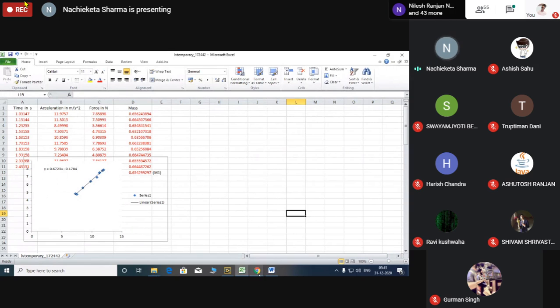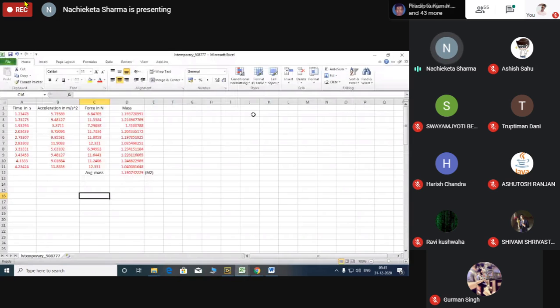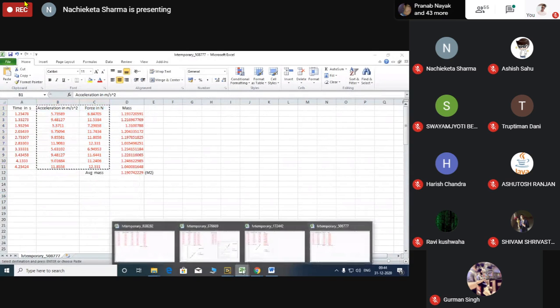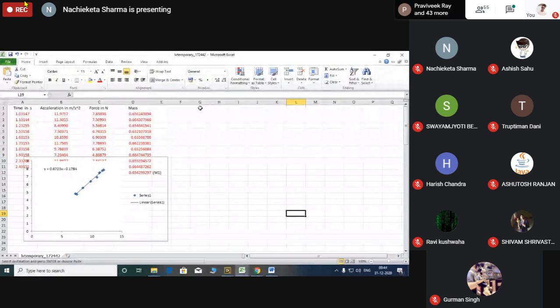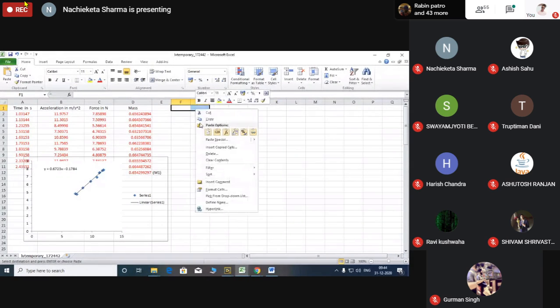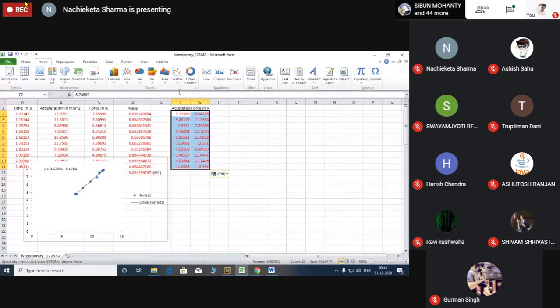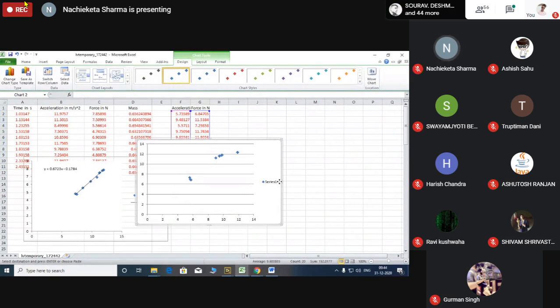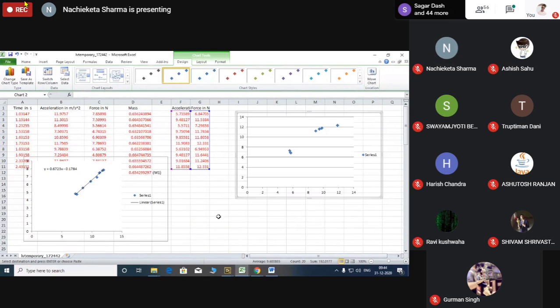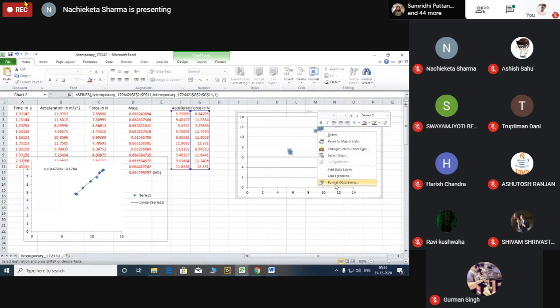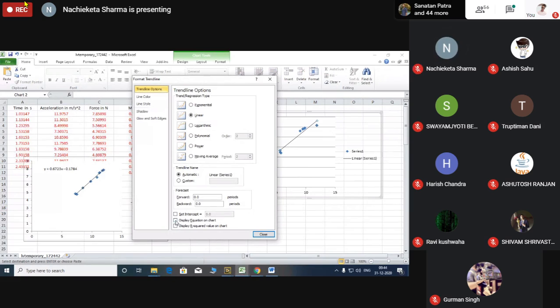The next part you see here, this one. Again, I am now copying this acceleration and force. Then again you plot this graph. This is for M2, this is for M1. M2 we have got 1.190. Insert, scatter, the first one. Then add a trend line, linear, display equation on chart, close.